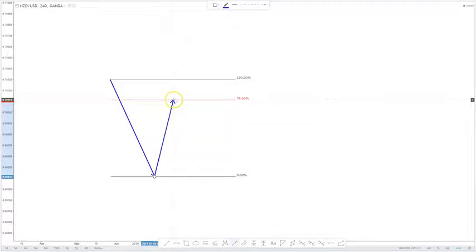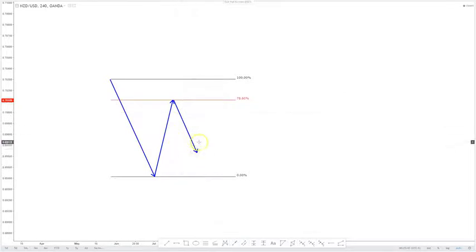So this B point has to hit the 786 for the butterfly. So X, A, B. You have to have an impulse leg to the downside or the upside, depending on the situation. And then your retracement for the B point has to be a 786. It has to be a 786 for a butterfly pattern. Got it? So when you see the retracement here at the 786 and price bounces off but fails to break this low, the alarm should be going off in your head right away. This B point has to be a 786.